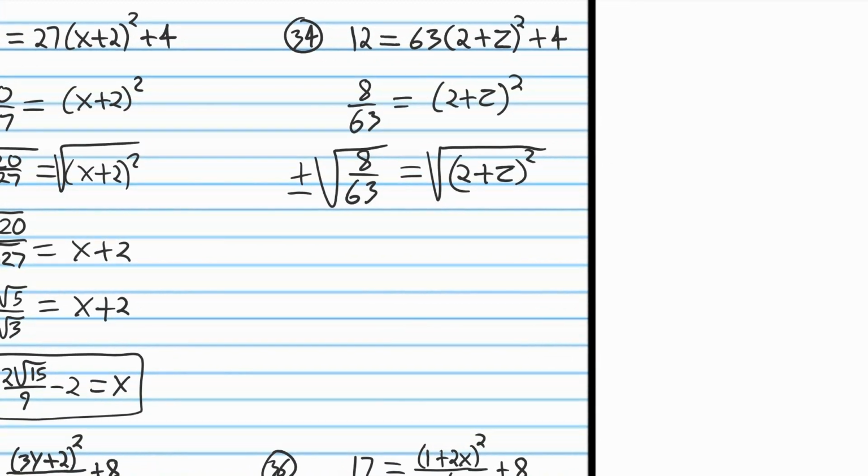And then we get 2 plus z is equal to, and we have to pull out the perfect squares. So on the top, square root 8 is equal to 4 root 2. Whoops, that should be 2 root 2. And 63 is 9 times 7, so that would be 3 root 7. We pulled out the 9, and it became 3.